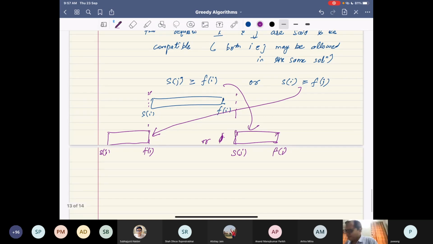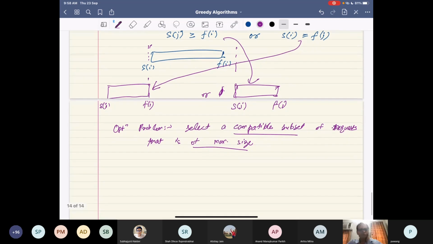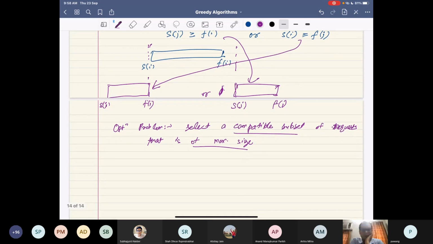So that means my optimization problem now I can write: select a compatible subset of requests that is of maximum size. The subset should be of maximum size. Okay, that is my problem. Do you agree? This is my optimization problem.